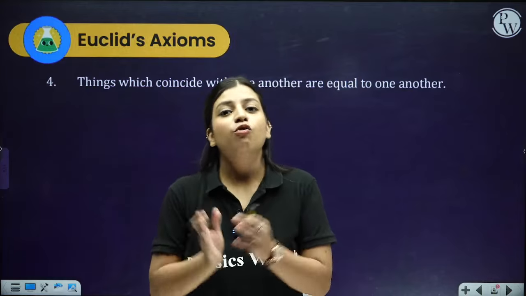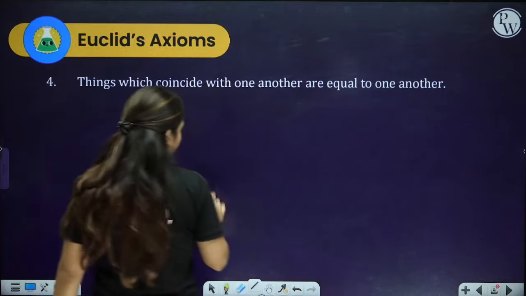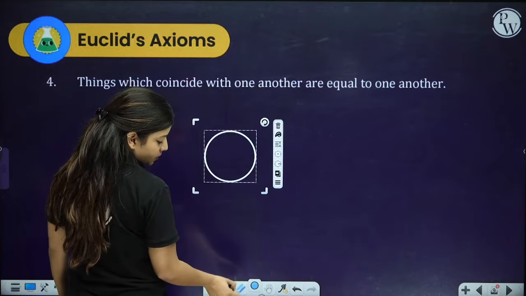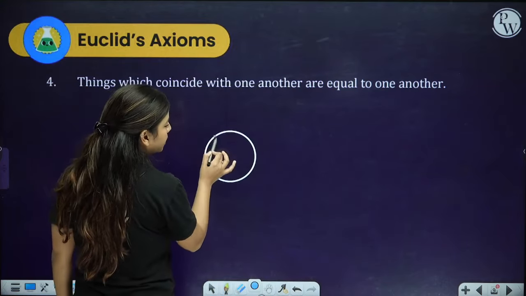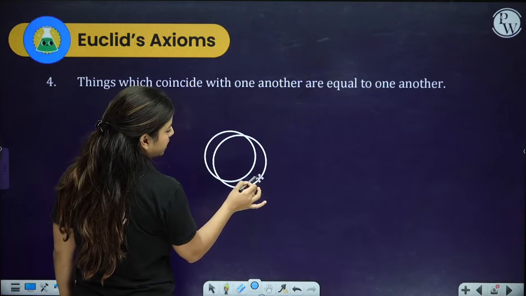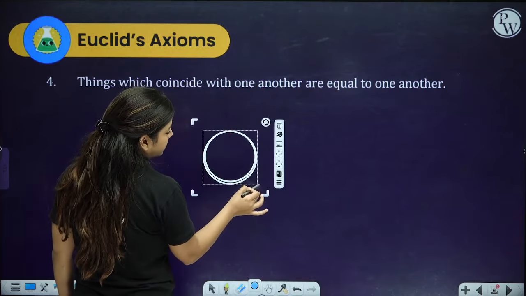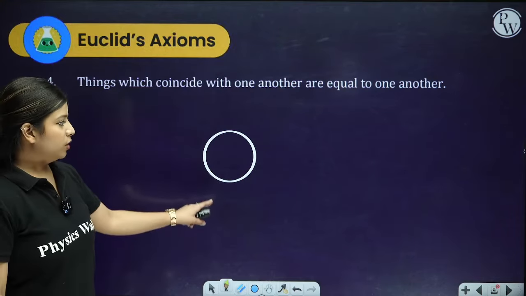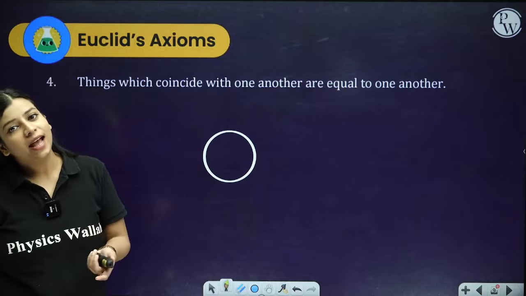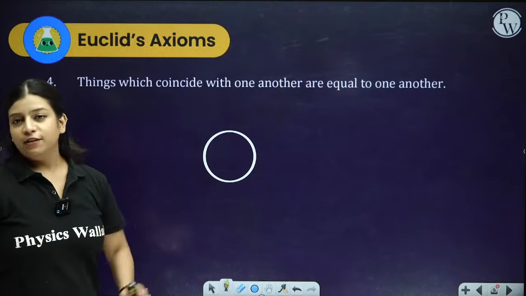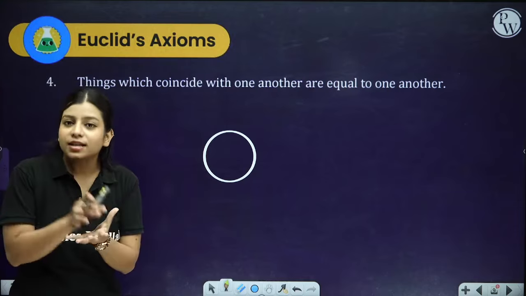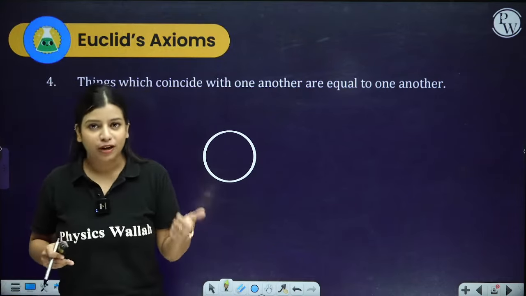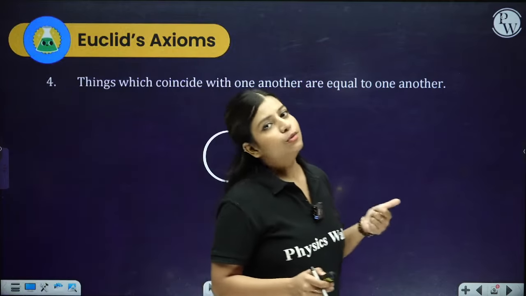Coincide means overlap. For example, let's say I have drawn a circle like this, and I have drawn one more circle like this, right? And this circle coincides almost with the other circle. There are two circles and both of them have the same radii. Things which coincide with one another are equal to one another. Now this circle coincides, totally overlapping the other circle. So both of them have the same radii. Both of them are equal to each other.